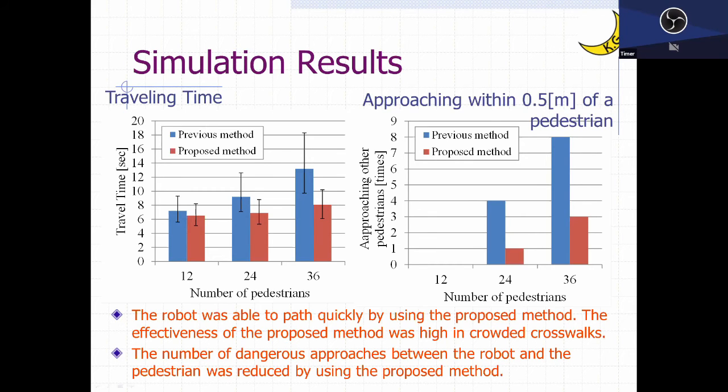Are there any questions or comments? One more question can be accepted. Okay, I have another question. In the follower mode, when the robot follows the human leader, how does the robot identify the human leader, because there are a lot of people around the robot?